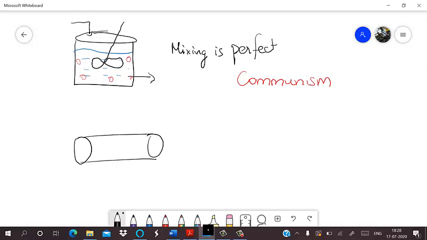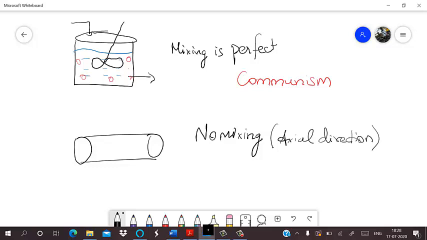A plug flow reactor is like this, a tubular reactor, as they call it. It's straightforward. When I say mixing is perfect in a mixed flow reactor, here there is no mixing. I use this term very carefully: I will say in the axial direction. I will come back to what this actually means, but just note that there is no mixing in the axial direction. So when you have a plug flow reactor, in the same way, the reactant enters and the product leaves this reactor.